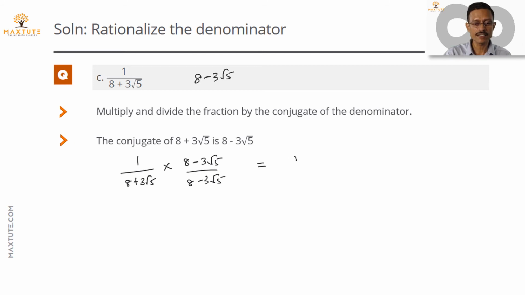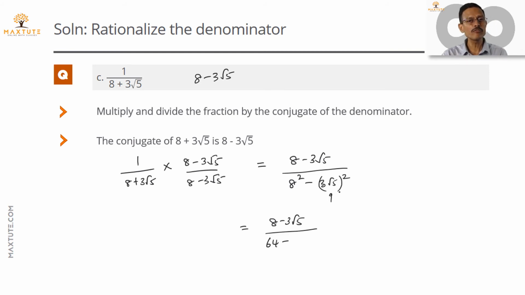The numerator of the product is 8 minus 3 root 5, which is very simple. How does the denominator look? It looks like a plus b into a minus b, which is a square minus b square, 8 square minus 3 root 5 square. This part is the more interesting one in this entire thing. The numerator is 8 minus 3 root 5, no change there, divided by 8 square, which is 64, minus 3 root 5 the whole square. So we need to square 3 and we need to square root 5. 3 square is 9 and root 5 square is 5. So the final answer is 8 minus 3 root 5 divided by 64 minus 45, which is equal to 19.